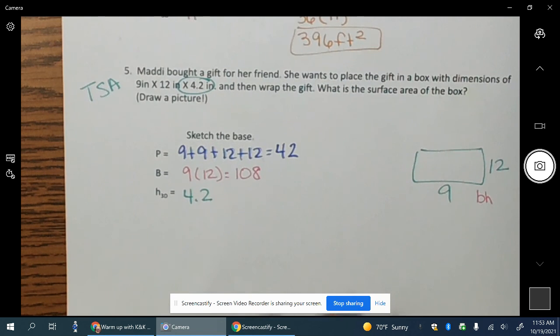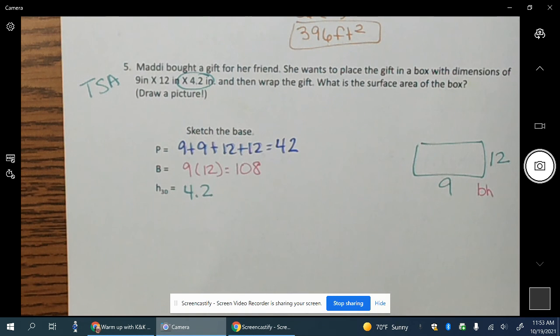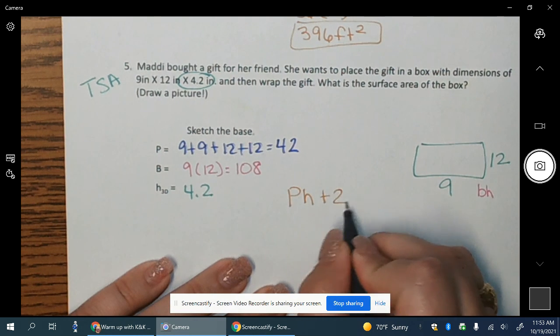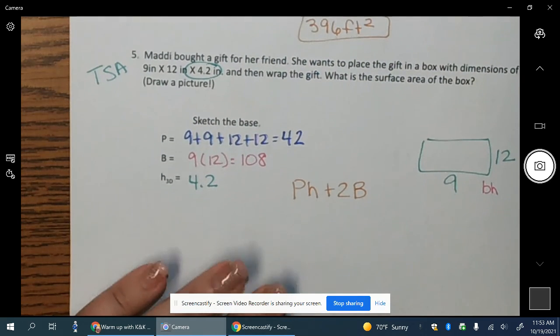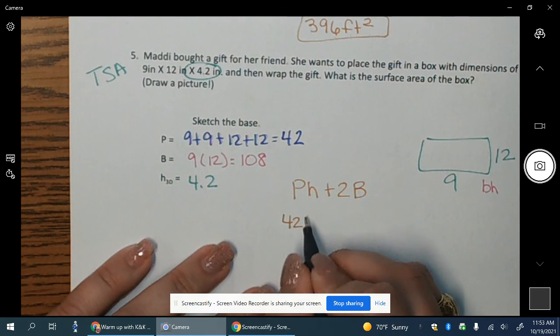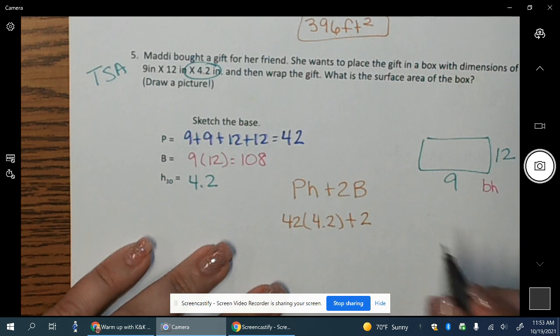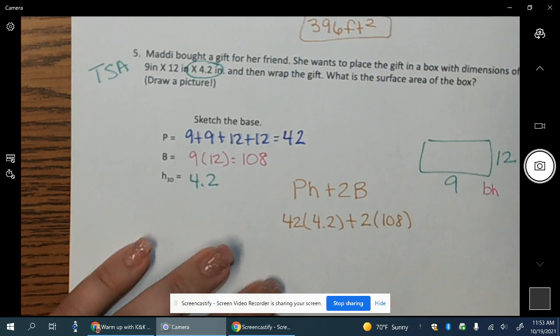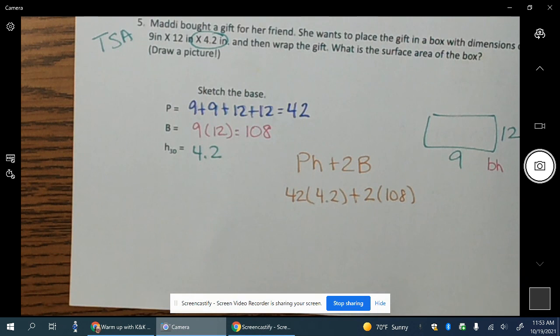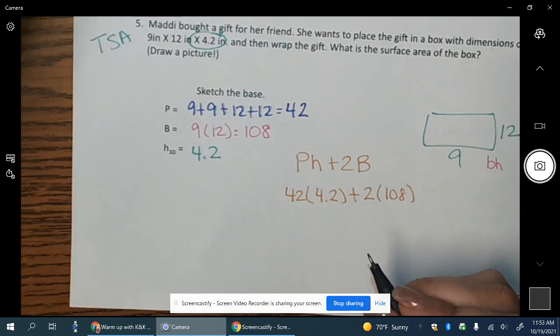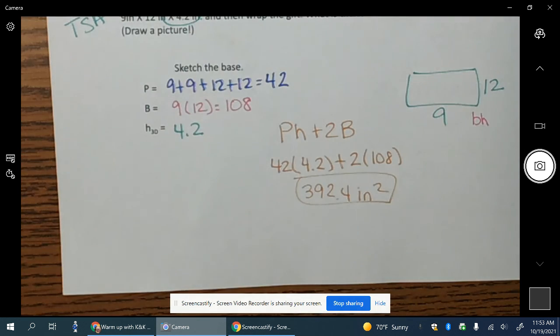All right, final step is to put it in the formula. What is the formula I'm using? PH plus 2B. Yes, and why am I doing the 2B this time? Because it's total. Good. So perimeter 42, height 4.2, plus 2 times big B. What is big B? 108. And now just plug it in. Very good, David. 392.4 inches squared. Very good.